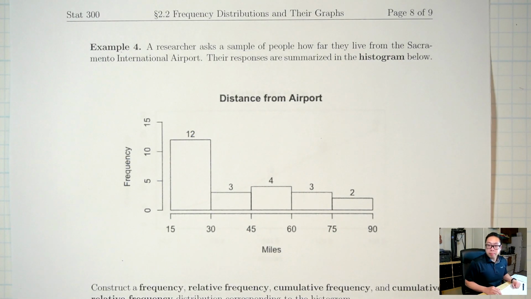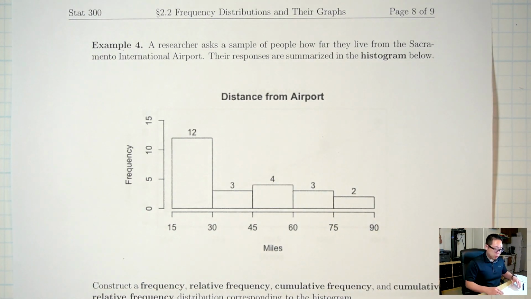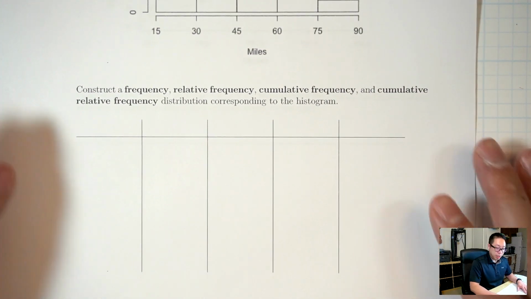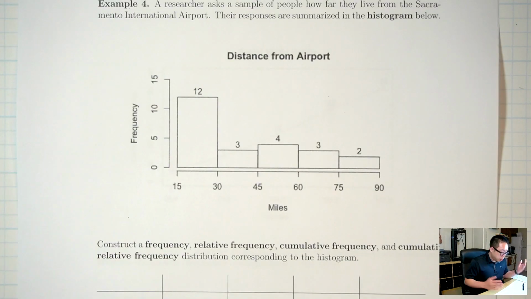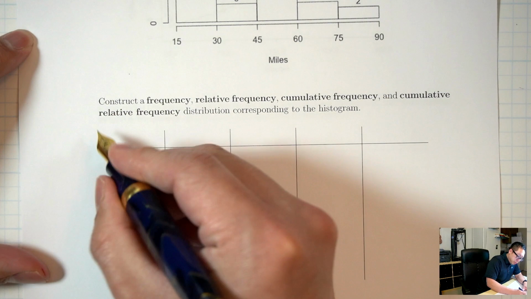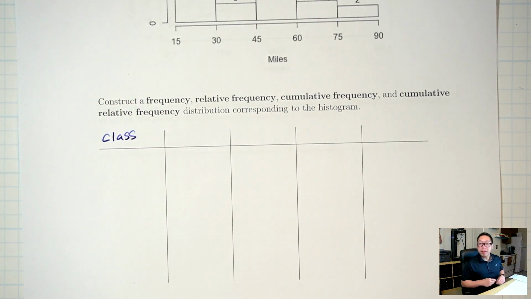Example 4. So here we have a histogram. And really this question is, if I give you a histogram, can you go backwards and make the original table for me? So what I need to do is figure out the ranges. How do I make the ranges?